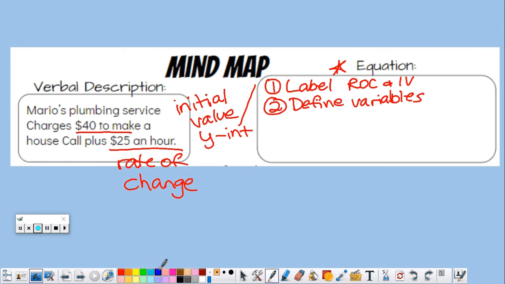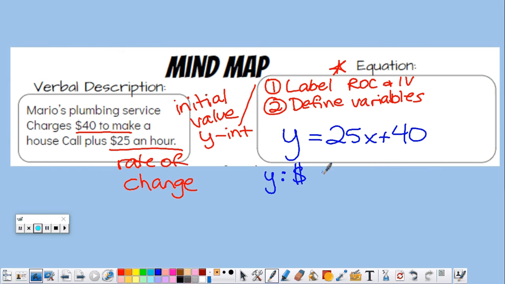Wait, is it minus 40? Tell me, is he giving you money when you walk in the door? No, you're having to spend the money. So it's y equals 25x plus 40. If that's the case, then your y value represents what? The money. Money you have to pay. If it was money he owed you, then it would be minus 40 because he would owe you that money. But it's plus 40 because that's the money you are spending to pay the plumber. So it's money to pay the plumber.